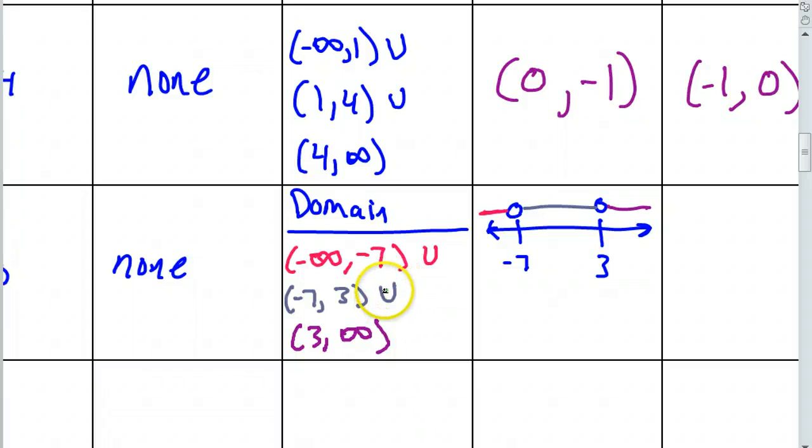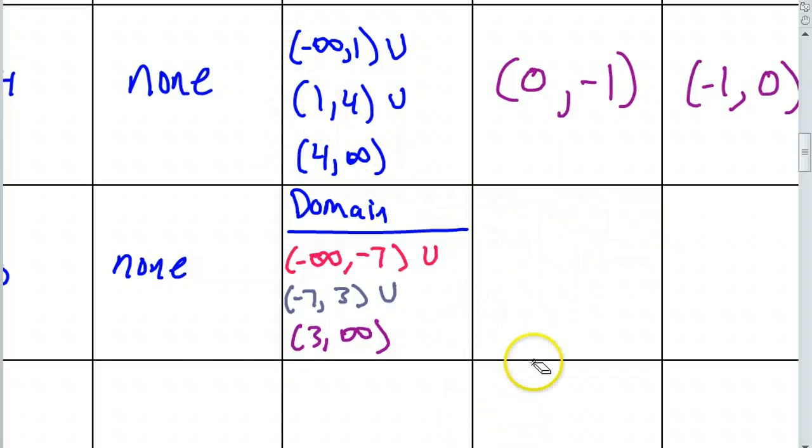If there was a hole, you would use the hole in the same way to break up the domain. Holes count as a break in the domain. Okay?